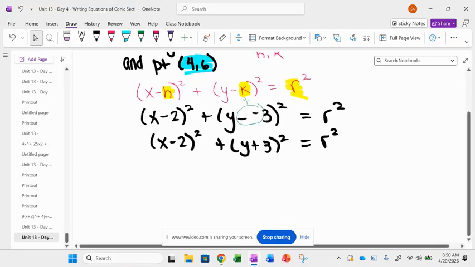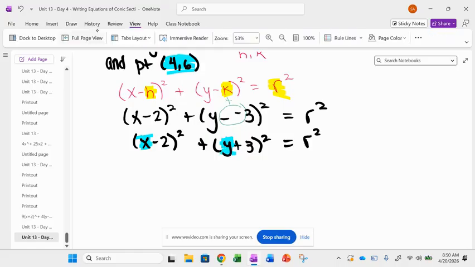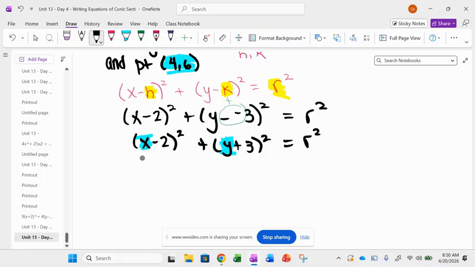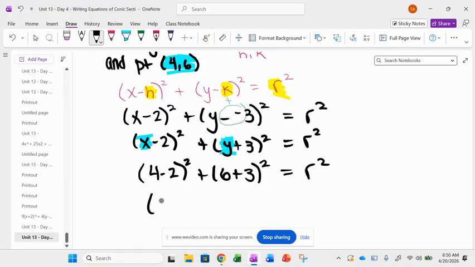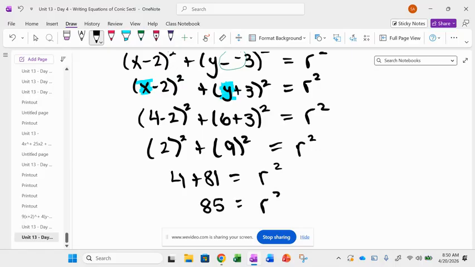So that is what we're going to do now. We're going to plug in 4 for x, we're going to plug in 6 for y, and then solve for r squared. So this is going to be 4 minus 2 squared plus the quantity of 6 plus 3 squared equals r squared. So we're going to have 2 squared plus 9 squared equals r squared. So we have 4 plus 81 equals r squared. So that's 85 equals r squared.